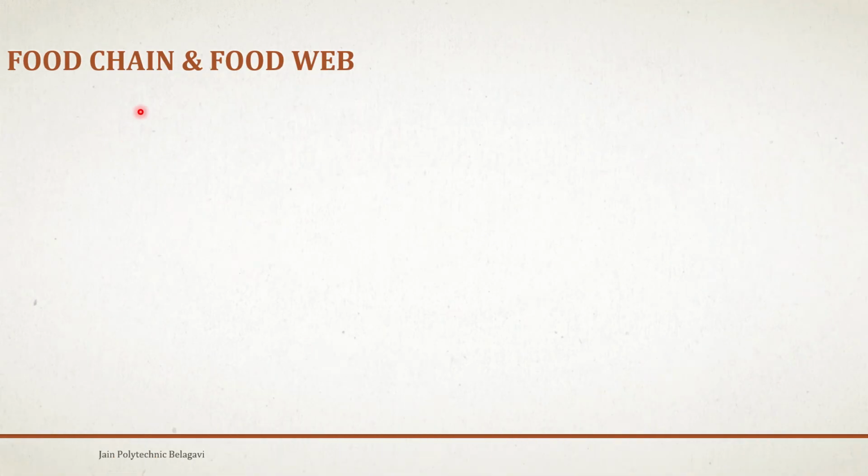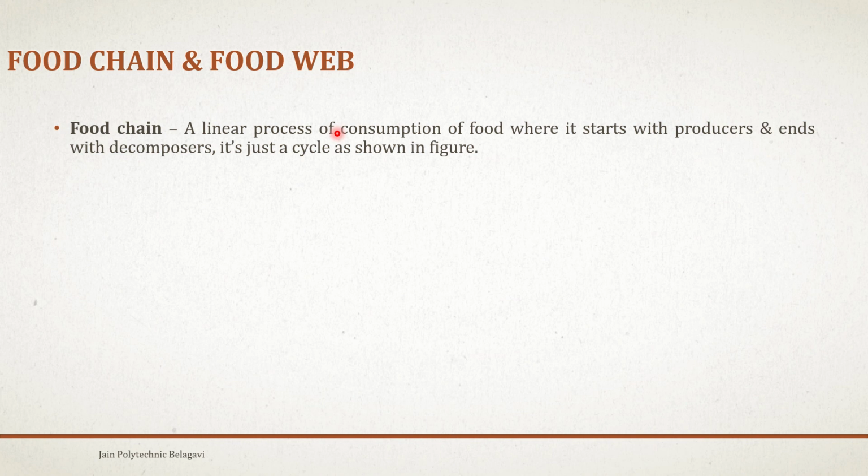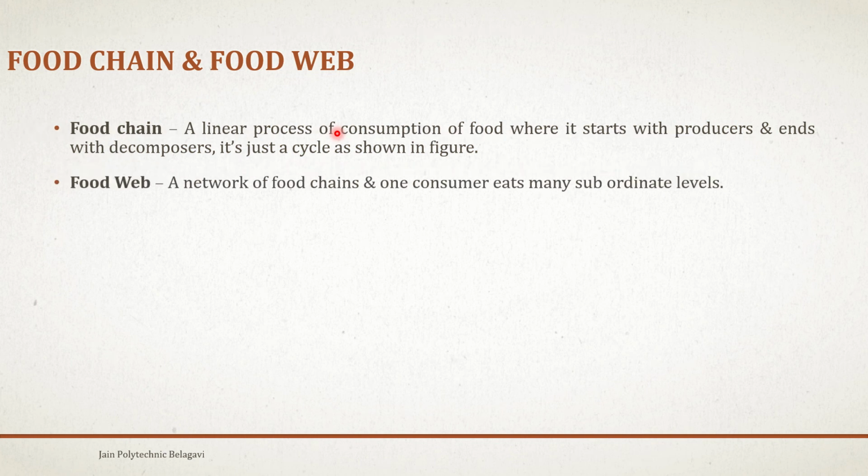Next, we will be studying the food chain and the food web. So initially, we can understand what this food chain is. Chain in the sense it is the links connecting. In the sense, one link is being connected with many links. Same here, the food chain is the linear process of consumption of food where it starts with producers and ends with the decomposers. Again, the cycle starts or the cycle will be repeated. Just like the following figure, we can understand that. And the food web is the network of food chains, and one consumer eats many subordinate levels.